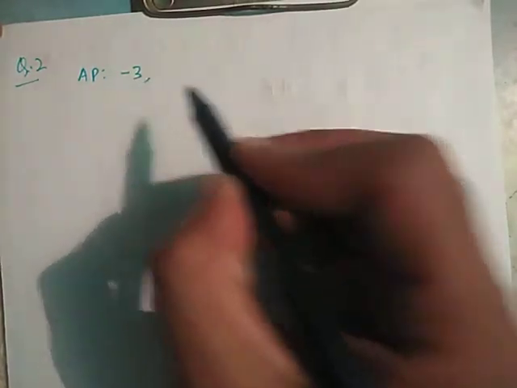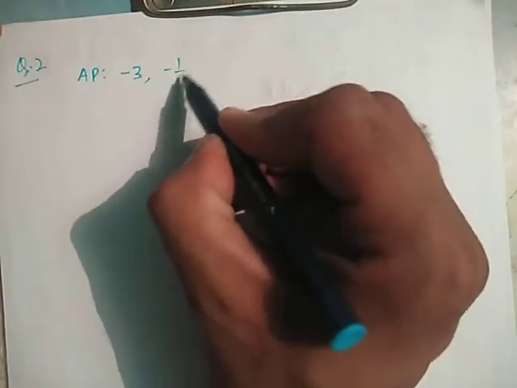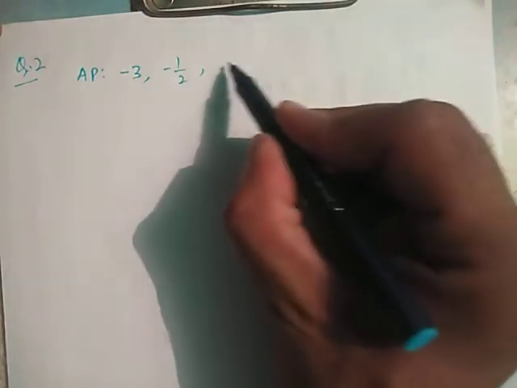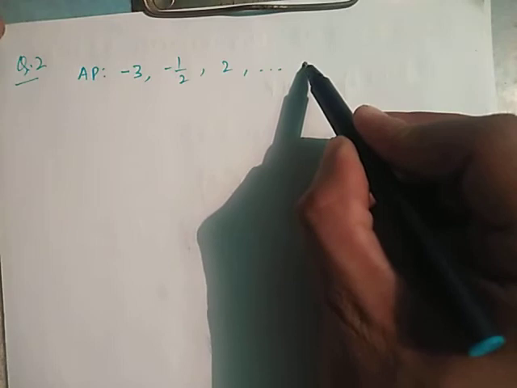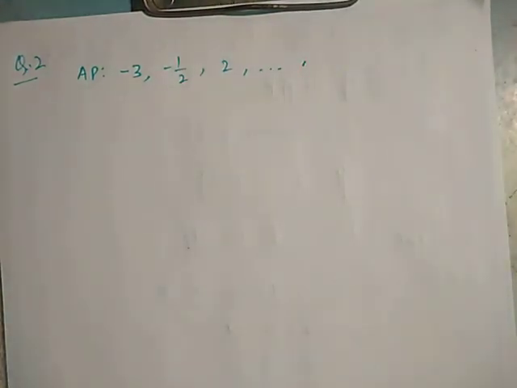So here you have given question number 2. You have given here the 11th term of an AP. So first of all we will write the AP. What is the given AP? It is -3, -1/2, 2, and so on. Okay, so we have to find here the 11th term.